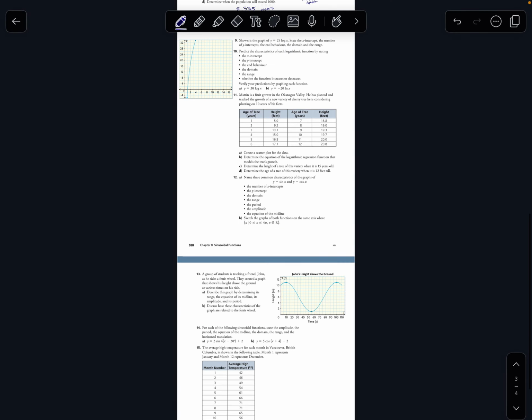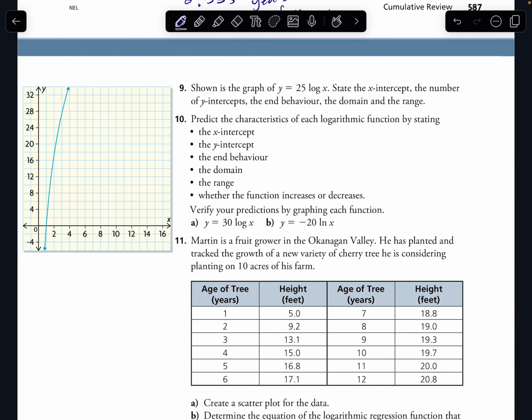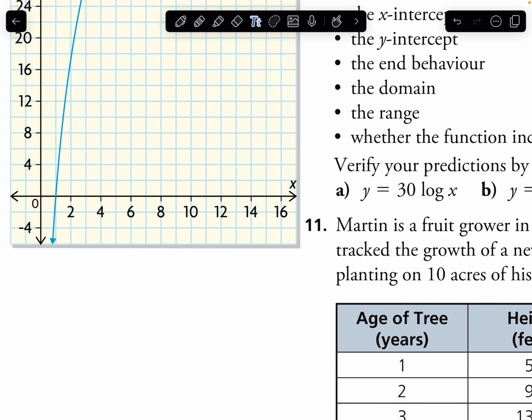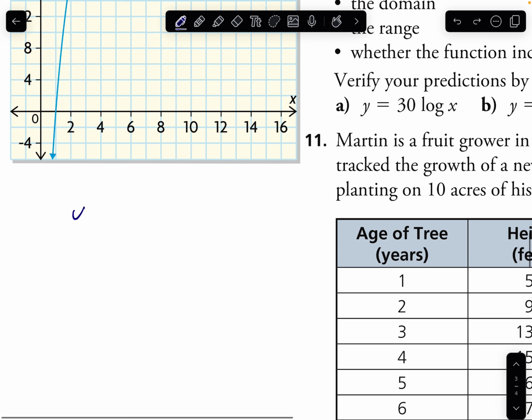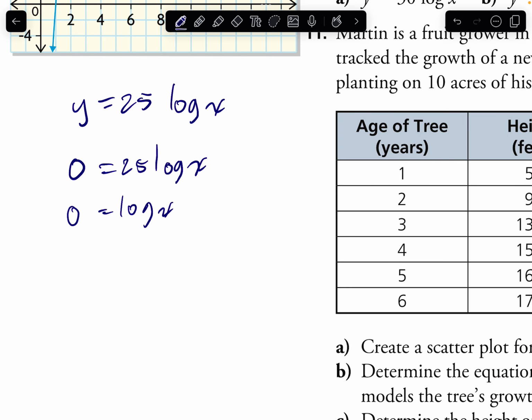Okay. How much longer do we have left? Okay, not long. Shown is the graph of y equals 25 log x. State the x-intercept, the number of y-intercepts, the end behavior, the domain and range. Okay, so x-intercept is 1, because that's just the default x-intercept for a log graph. And we know that because y equals 25 log x, 0 equals 25 log x. Now this number in front doesn't matter, right? Because you divide both sides by 25. 0 equals log x.